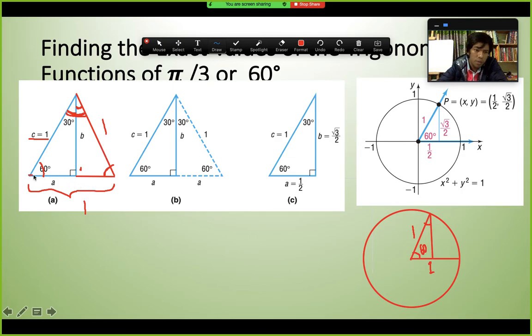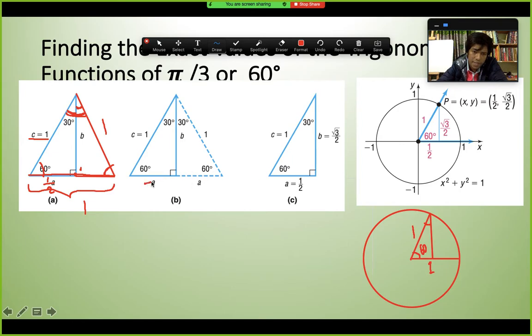Now if this full line is 1, this is half, because this 30 degrees makes it half. So this will be 1 by 2. This will be half. This is another half. Total is 1. This is half. This is another half. Okay. That's why we are saying that this is half.